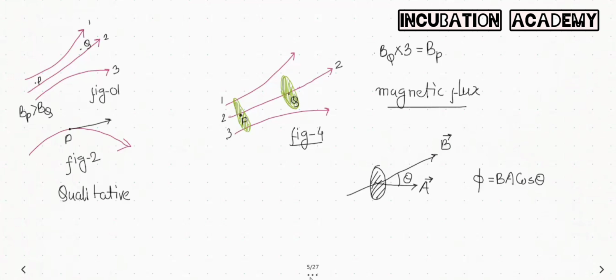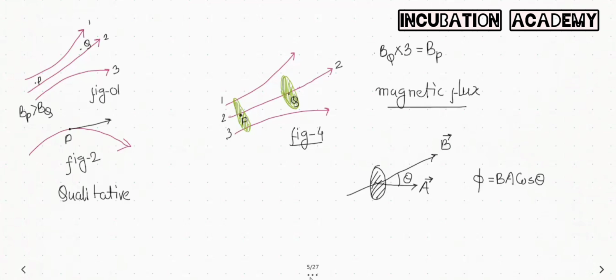From the invisible magnetic field to the pictorial representation, magnetic field lines; from the magnetic field lines, from the qualitative measurement, how can you get the quantitative measurement? So this is the whole journey. Now let us see the question.